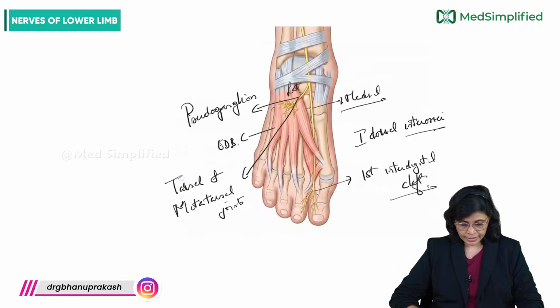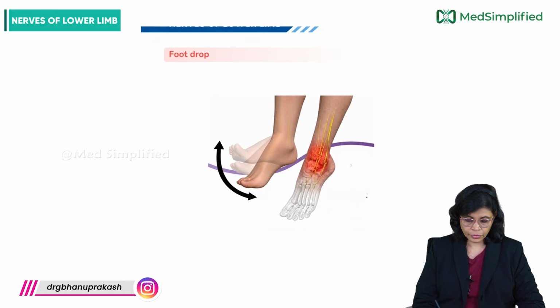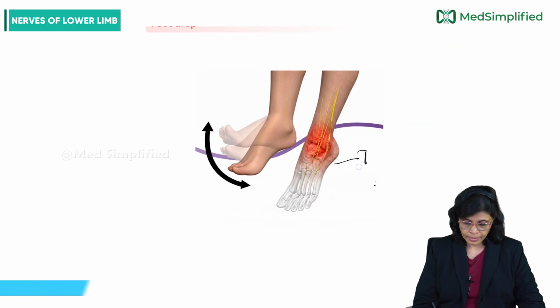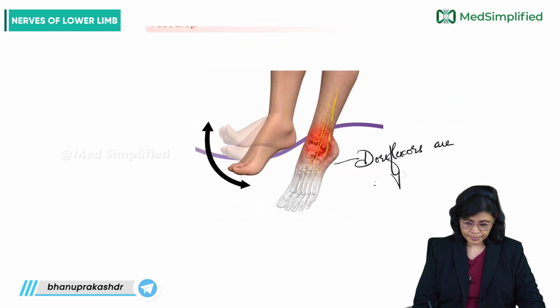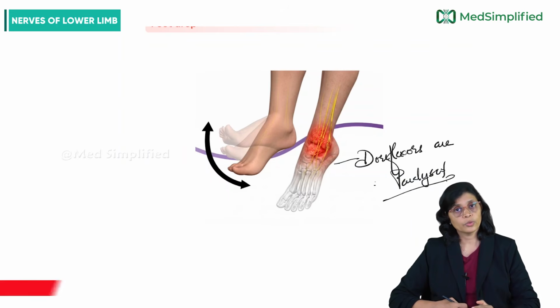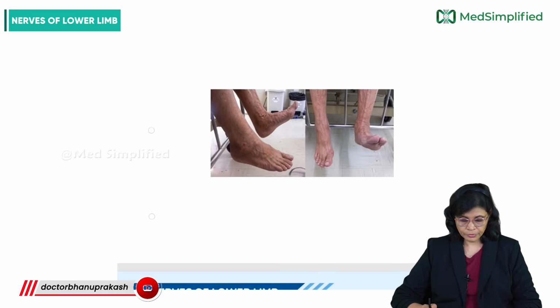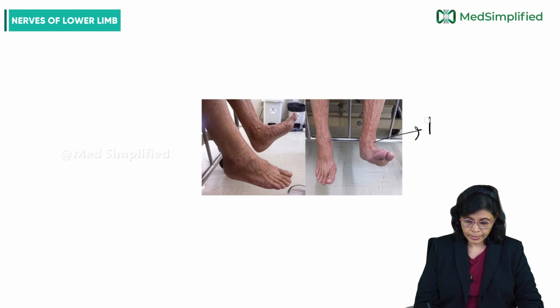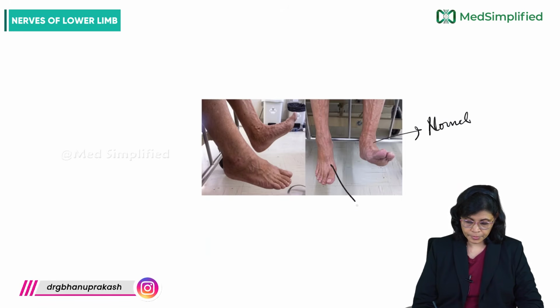So let's now look at the injuries. This is what we call foot drop. In foot drop, the dorsiflexors are paralyzed, and that results in foot drop. Either common peroneal nerve or deep peroneal nerve injury can cause foot drop. When we ask the patient, this is how they cannot lift. They can flex here, but dorsiflexion is not possible. So this is normal, and this is foot drop.